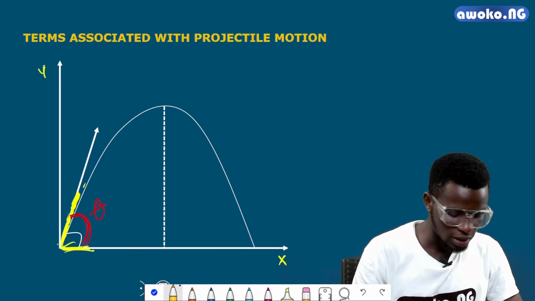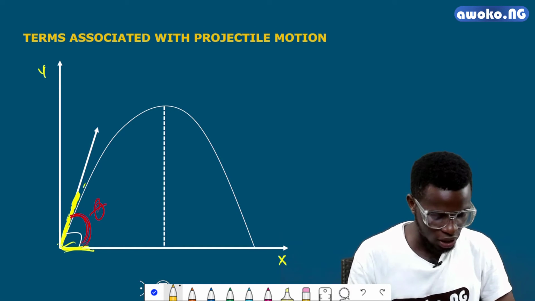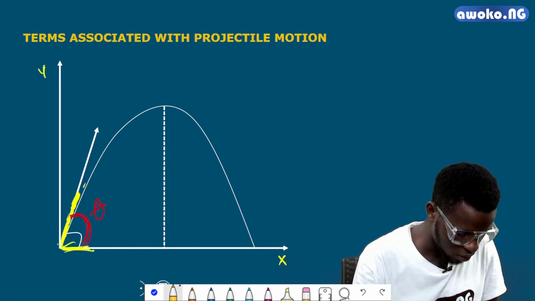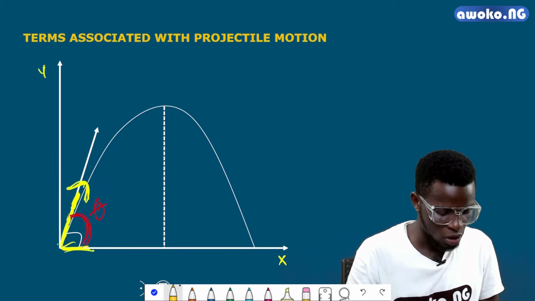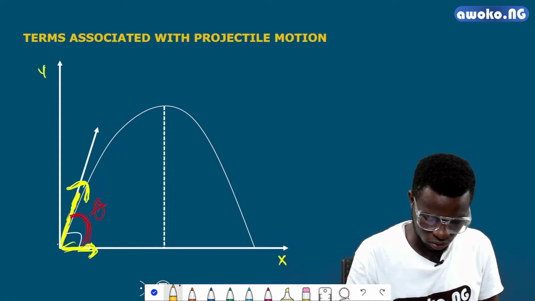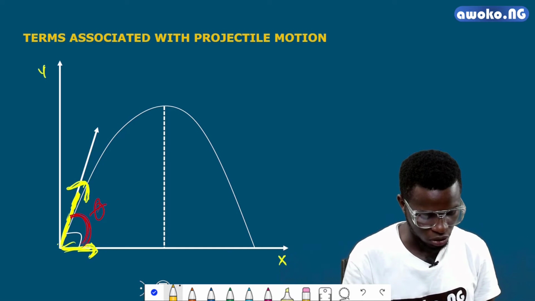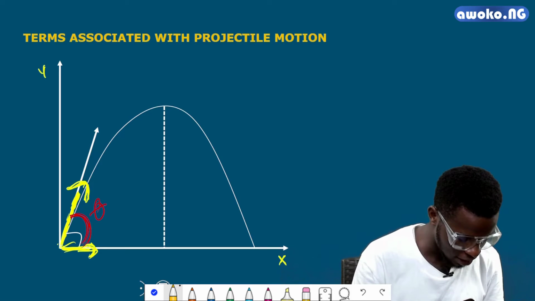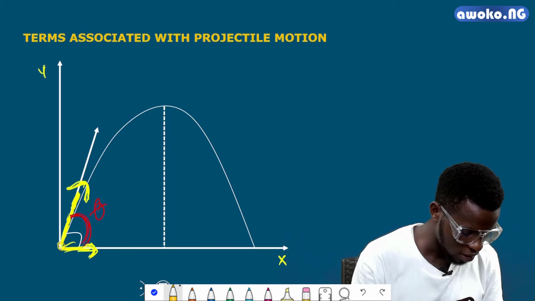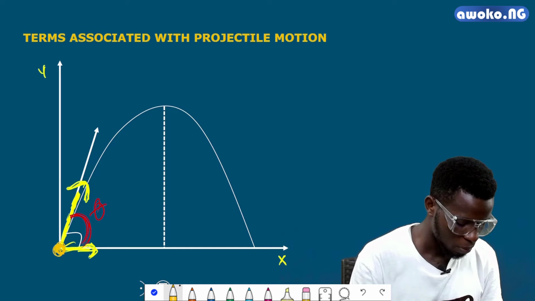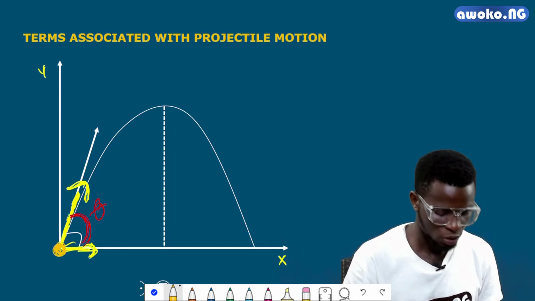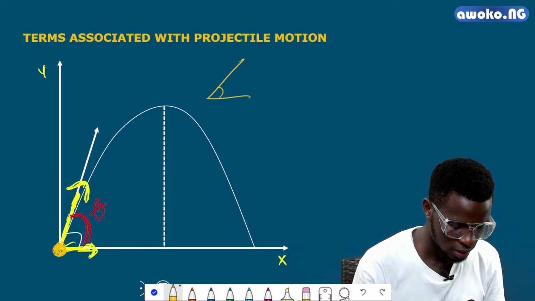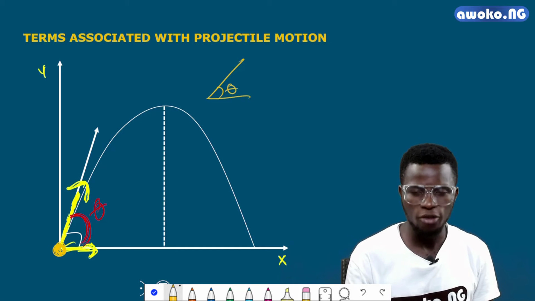So theta is the angle of projection, which is the angle which the direction of projection, illustrated with this, makes with the horizontal plane through the point of projection. And where exactly is the point of projection? This point over here is the point of projection. So we have something like this, and this is our angle of projection.